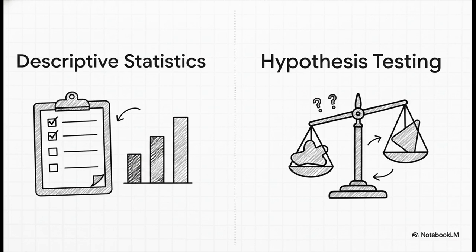First up, you've got descriptive statistics. Think of this like giving your data a quick checkup. You're just checking its vital signs. You know, the mean, median, variance, that sort of thing. But for a much deeper diagnosis, you use hypothesis testing. This is where you get to put your theories on trial with some serious mathematical rigor.